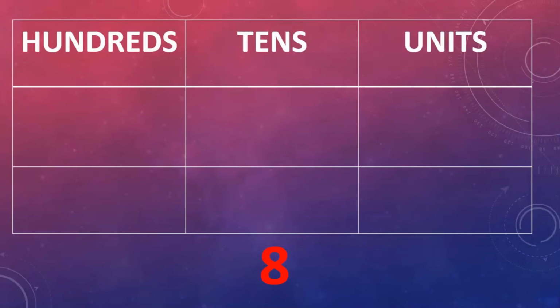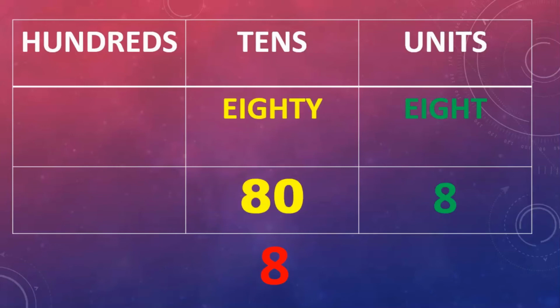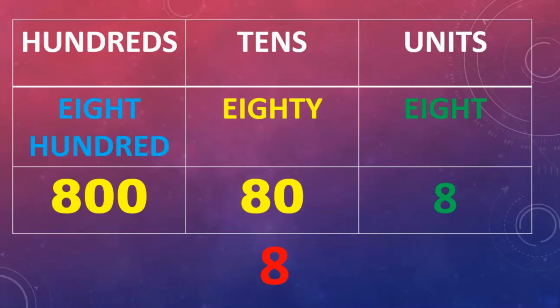Let's have a look at number 8. If we place number 8 in the units column, what is the value of that number? Yes, it's going to be 8 units. What about if we place it in the tens column? It's going to be 80. 80 is the value. And if we place the number 8 in the hundreds column, it's going to be 800, isn't it?